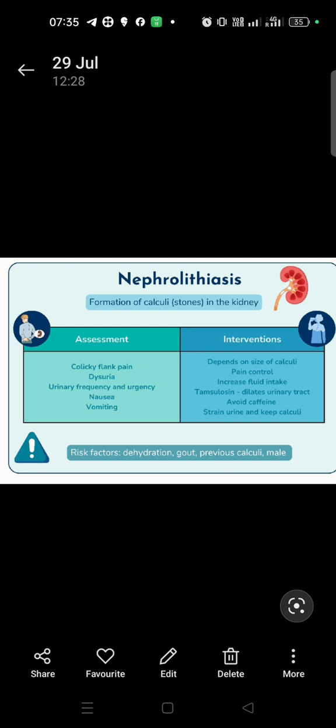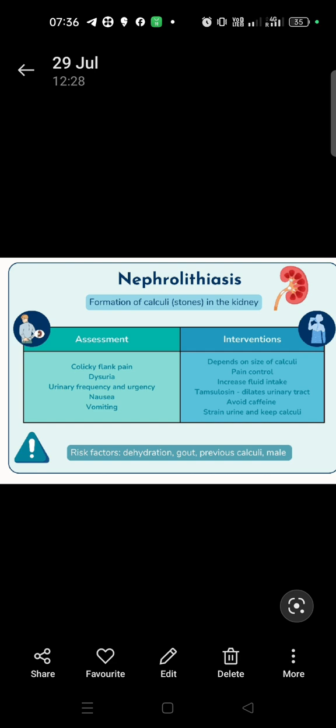They may also give the assessment findings of other disease conditions, for example cystitis, nephrolithiasis, and cholelithiasis. They will give the options, but we have to differentiate the correct assessment findings for nephrolithiasis.